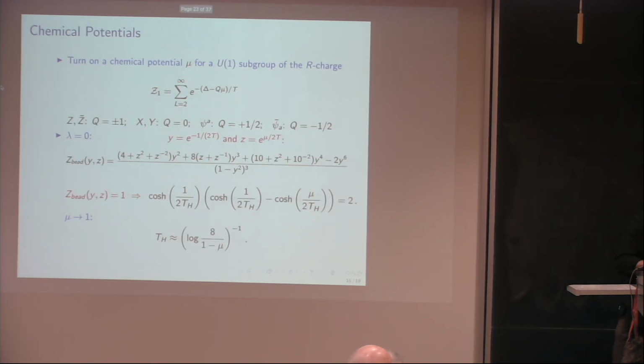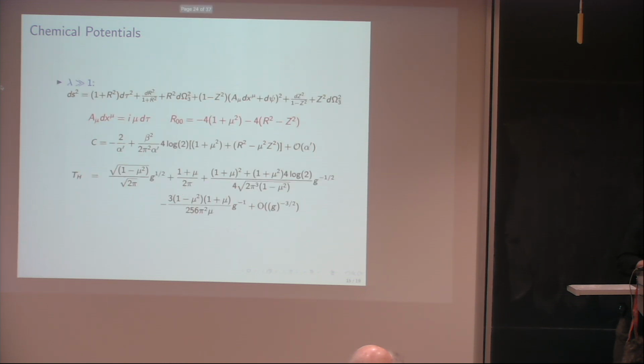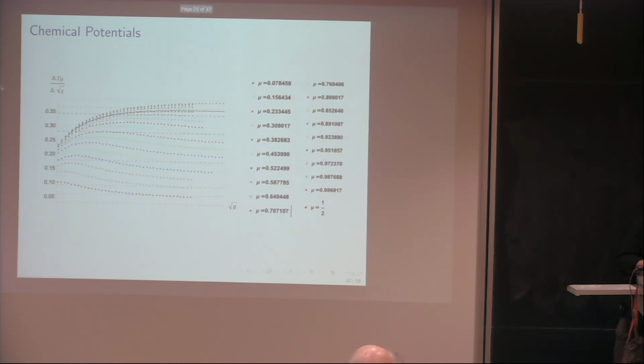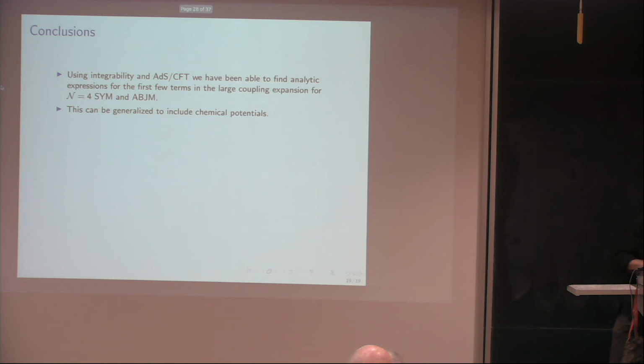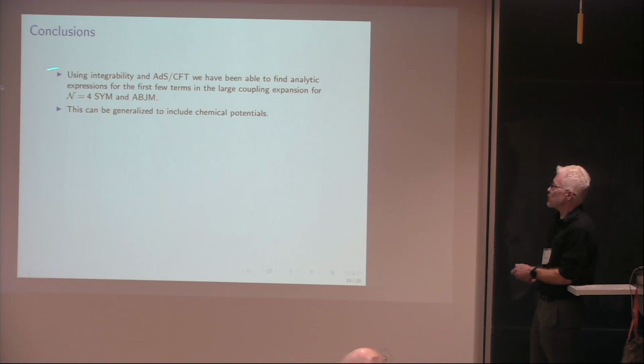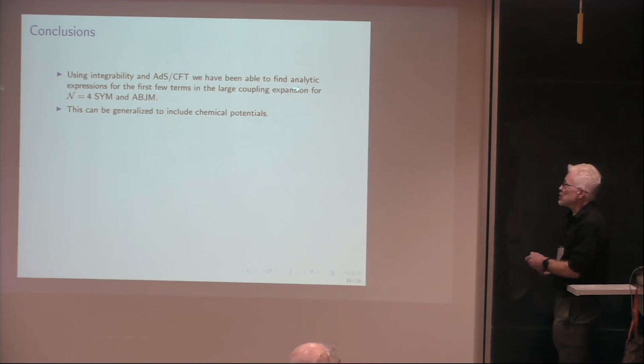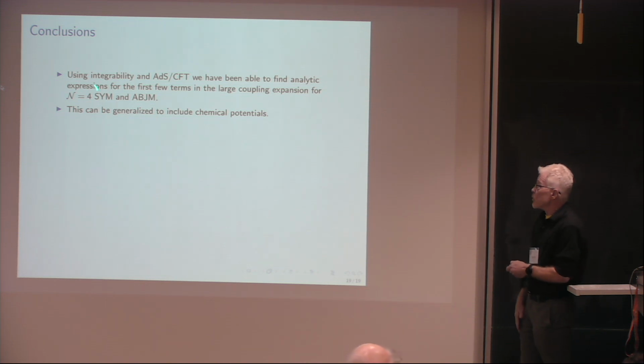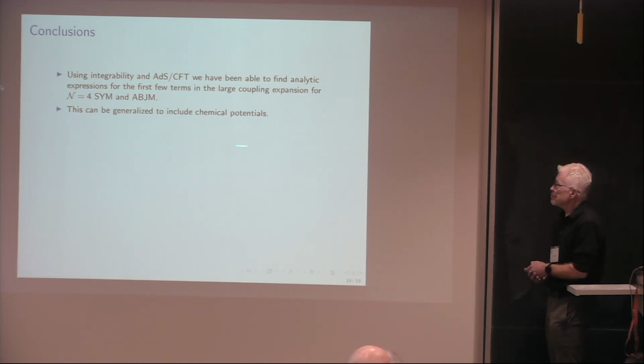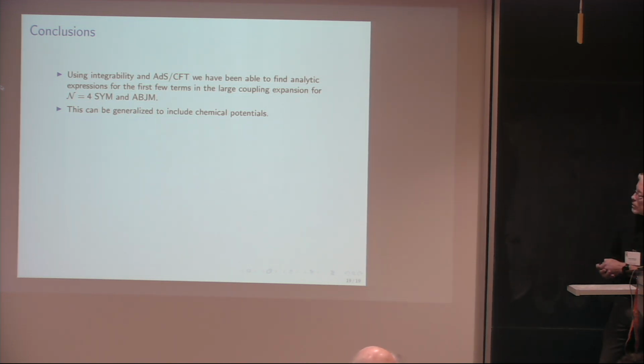Let me skip over chemical potentials, and let me just come to my conclusions then. Basically, using integrability in AdS/CFT, we've been able to find analytic expressions, at least for the first few terms in this large coupling expansion, for both N equals 4 and ABJM. It can be generalized to include chemical potentials. I did not show those results because of time.